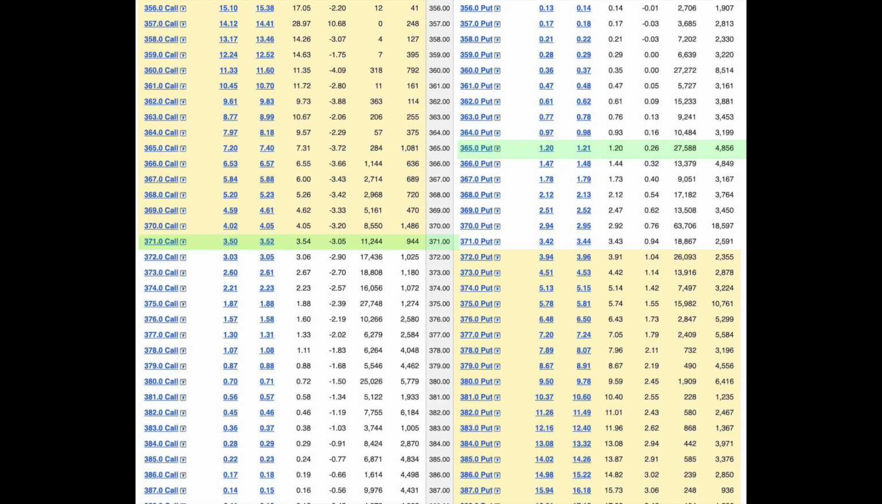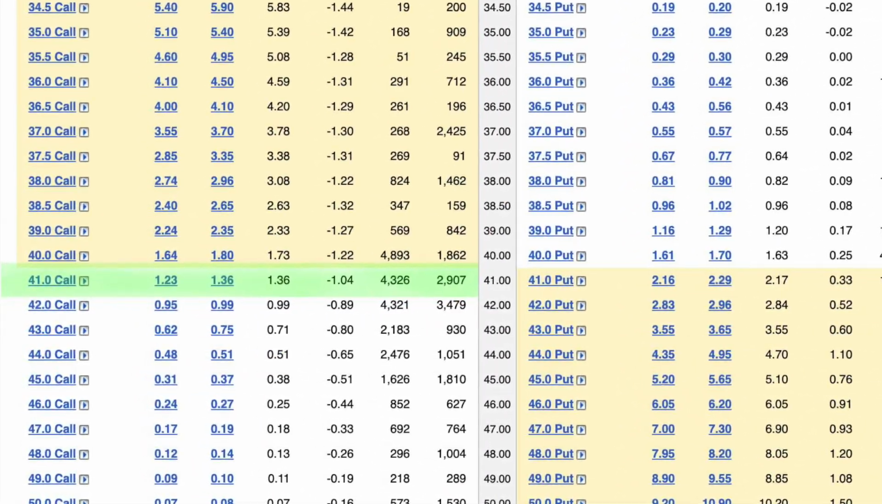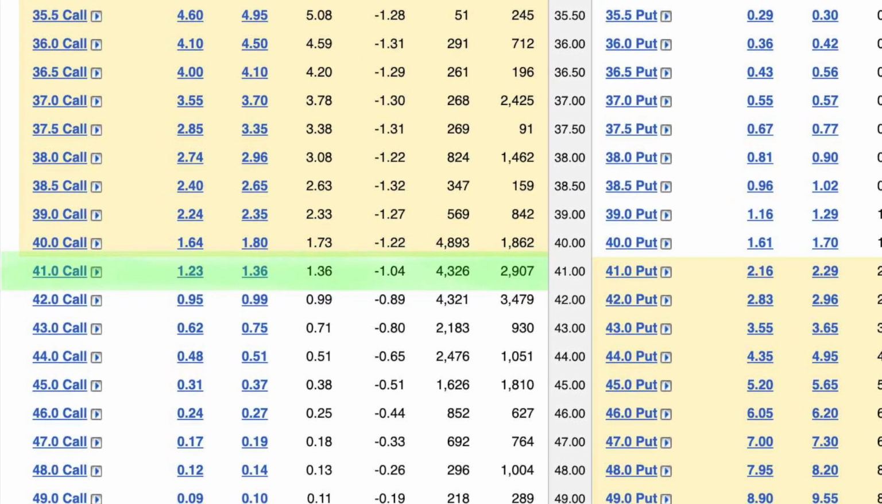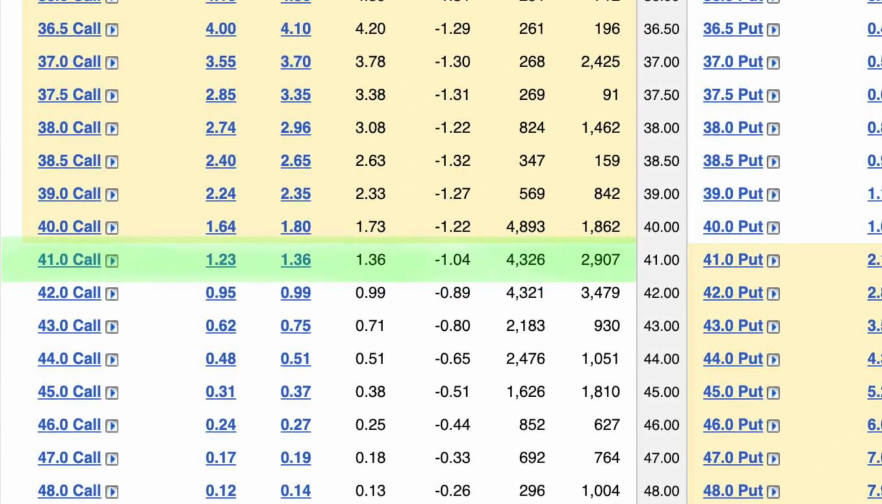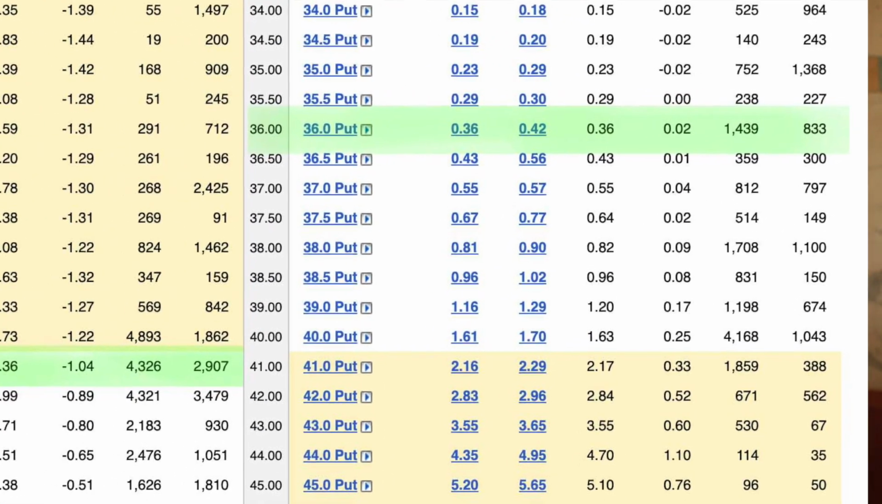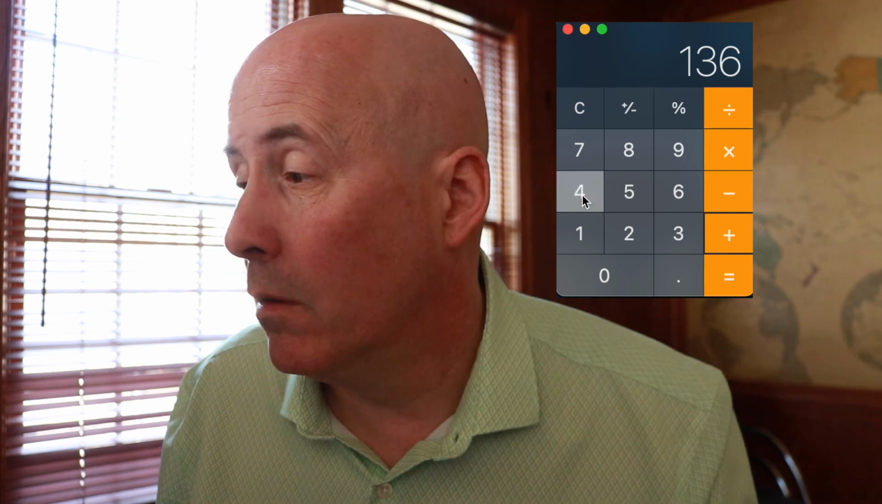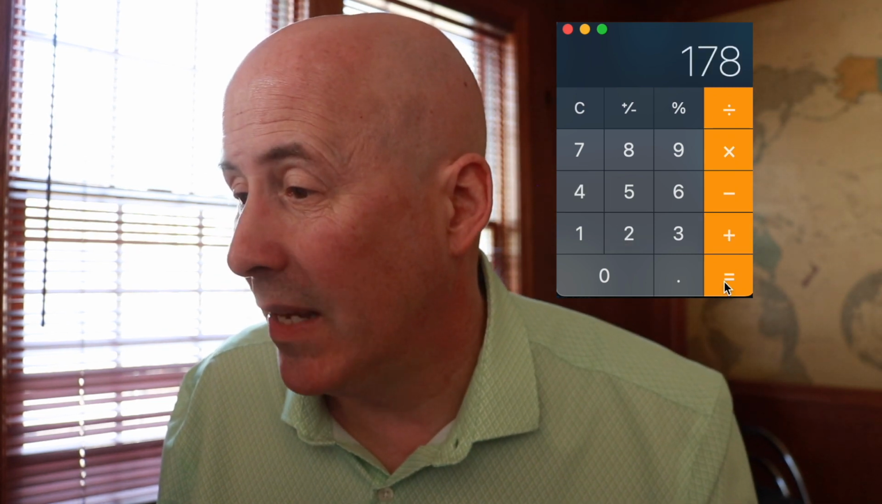But what I want to see is how this option reacts to our SPY-T trades, such as a SPY-T-BT trade, which is a common one that I use. So if my indicator said up, I would buy either the 40 or 41 call. Let's say I bought the 41 call for 136, and then I need to find a put 1/3 the price, which would be the 36 put at 42 cents, which would be a total of 178.